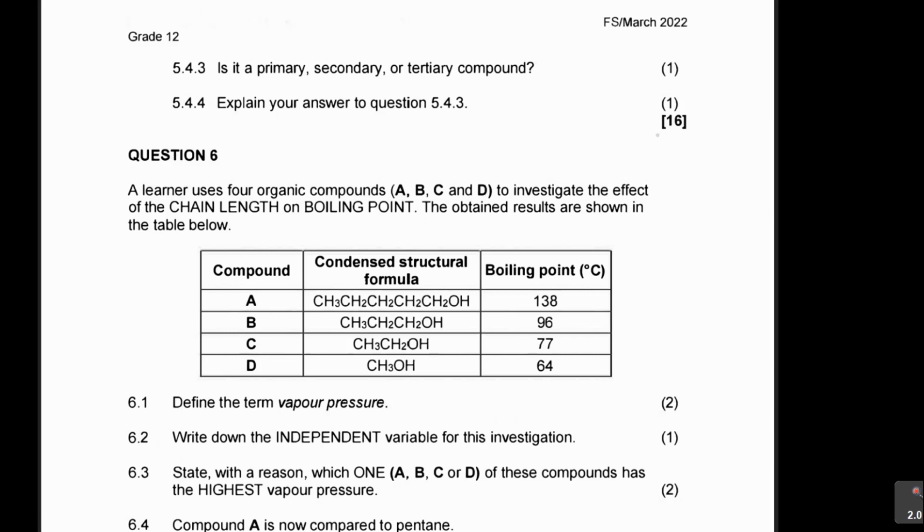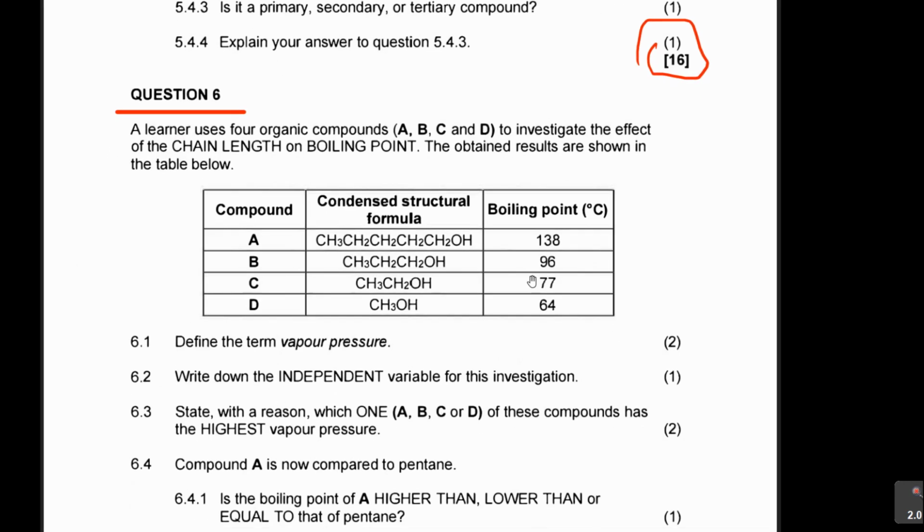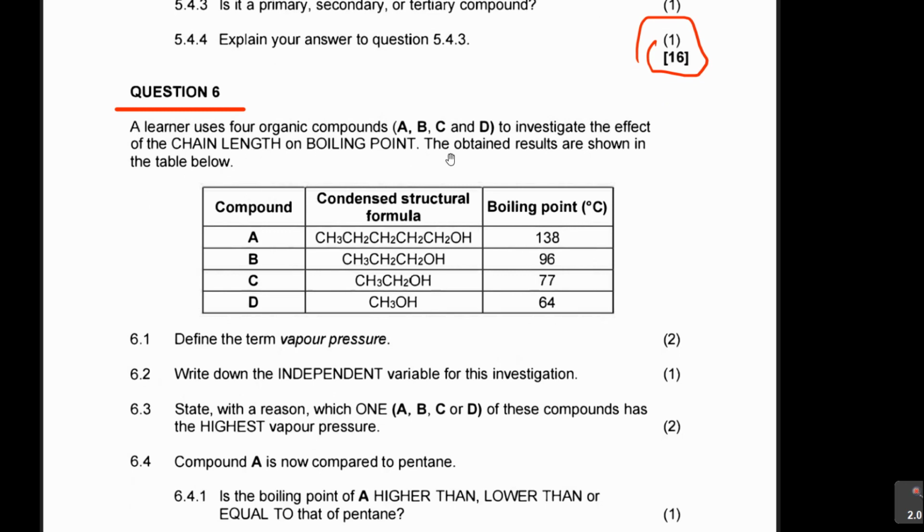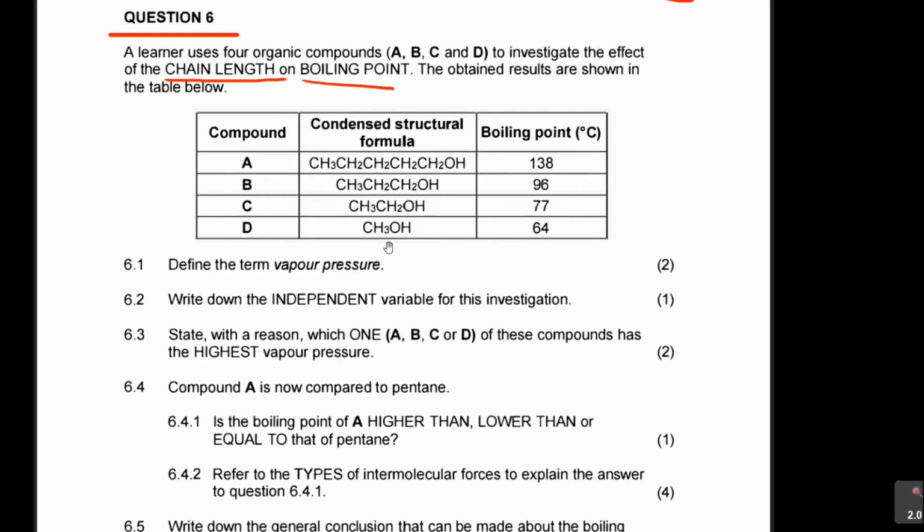As I say, it's revision with your organic chemistry so that you can see how you can approach it. Another important part, very important, is this one, question 6, where now we are looking at the trends. Elena uses 4 organic compounds A, B, C, and D to investigate the effect of chain length on boiling point. The obtained results are shown in the table below. You can see the chain length is getting smaller here, from 5 down to 1. Then the boiling point there.